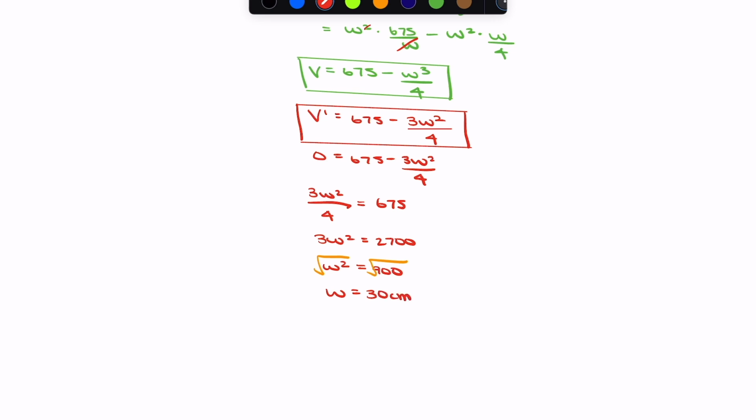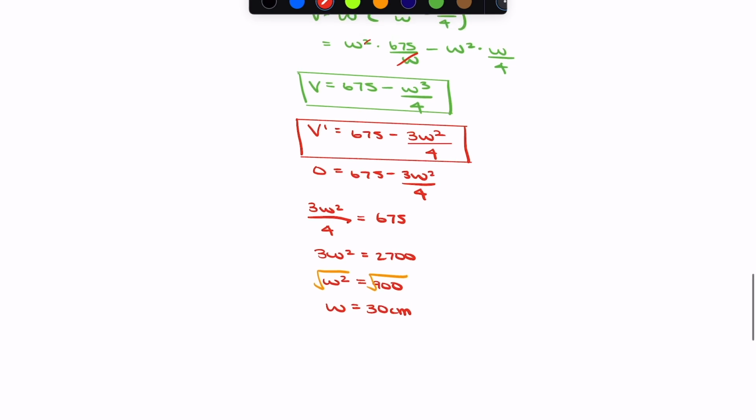Okay, and so if we know that W is equal to 30 centimeters, we can sub that back into our equation for H to find the height. So here we have 675 over 30 minus 30 over 4. And so the height is equal to 15 centimeters.